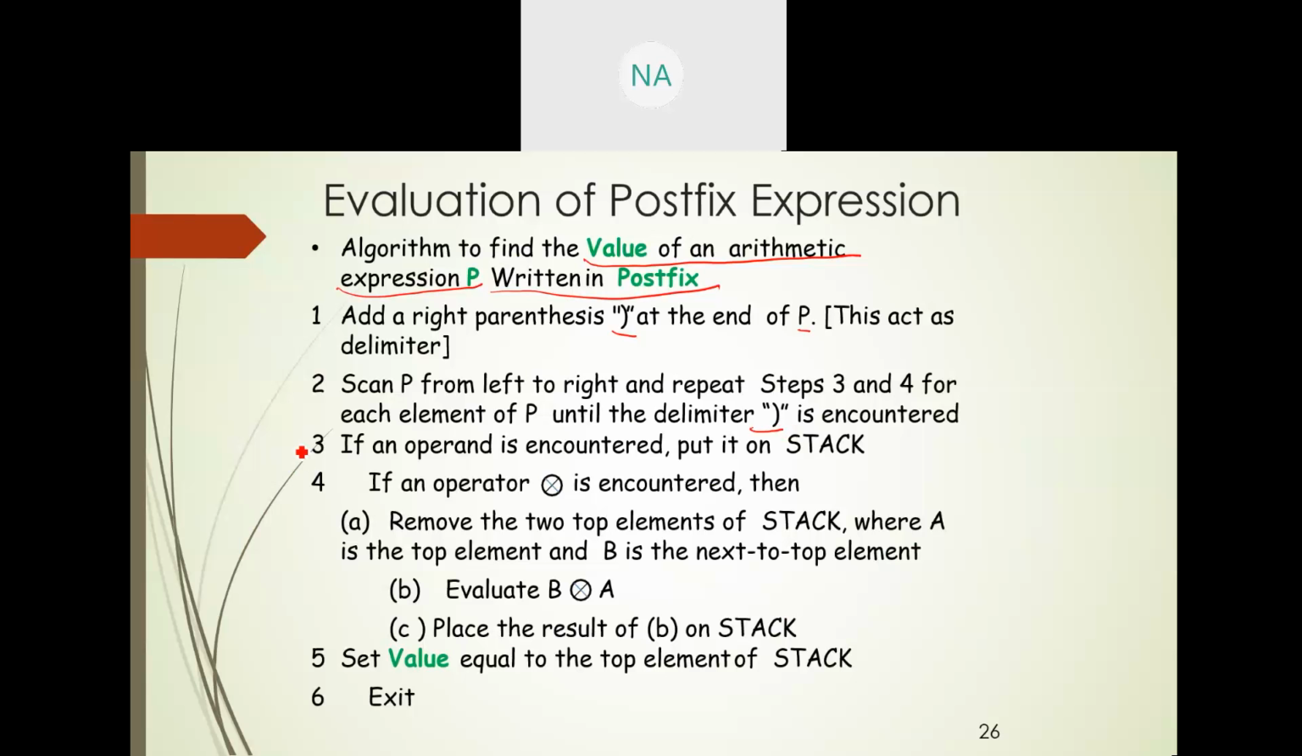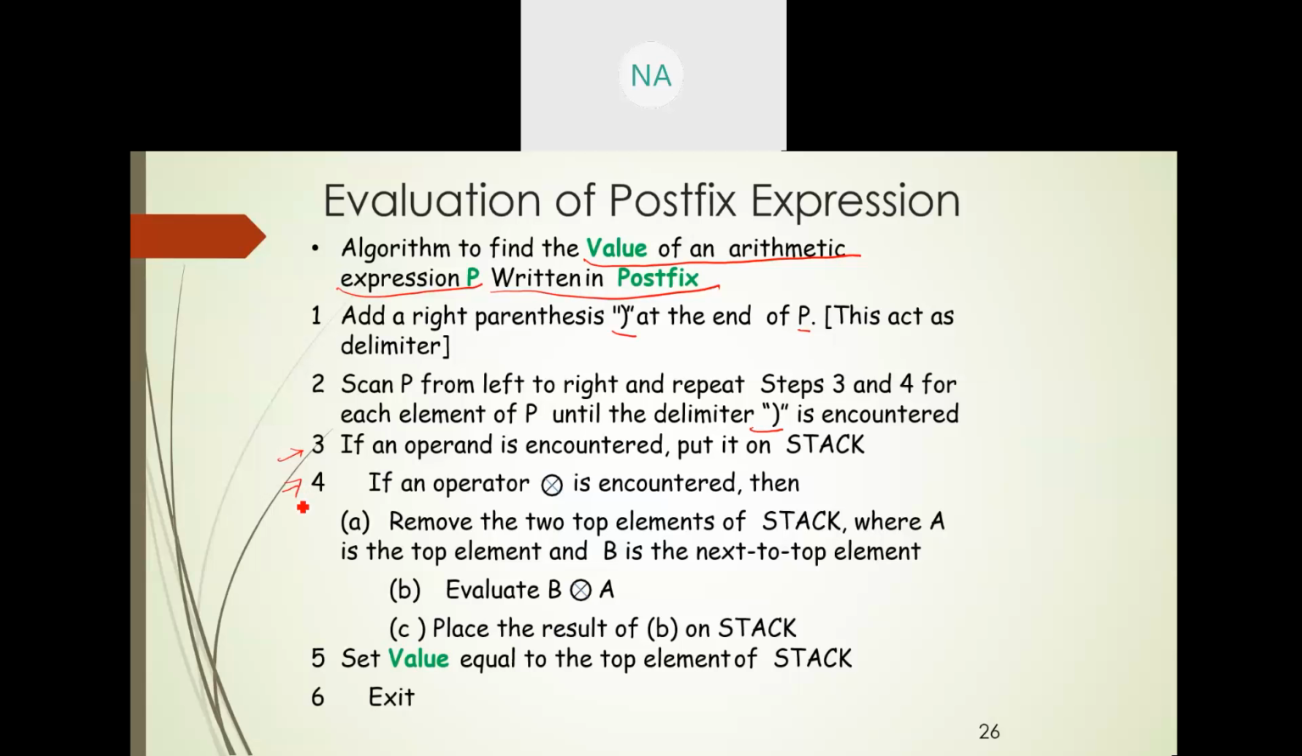So step 3, if an operand is encountered, put it on the stack. Okay, this is about the operands, so A, B, C, D. If an operand is encountered, simply put it on the stack. Put it on the stack means push onto the stack, because any element can be added to the stack only at one end, which is at the top of the stack. So this is step 3.